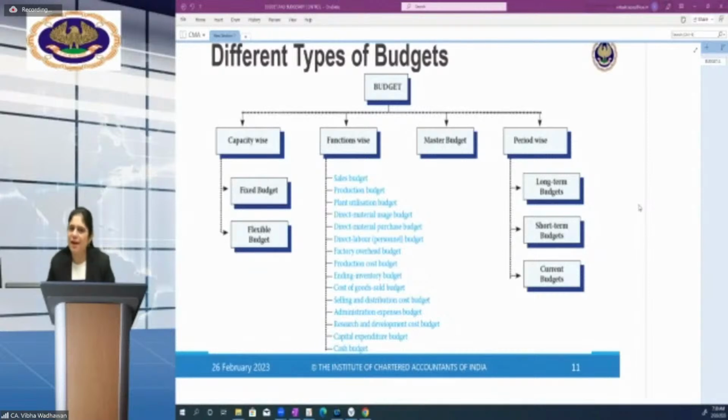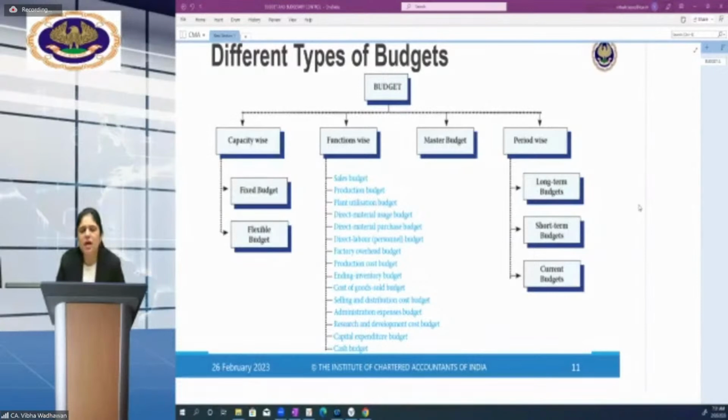All right. Master budget, that I told you, is a complete budget, and the master budget is broken down into various functional budgets. And then period wise, long-term budgets range from around 3 years to over 10-15 years. So long-term budgets have a long period. We plan for around 3 to 10 years.